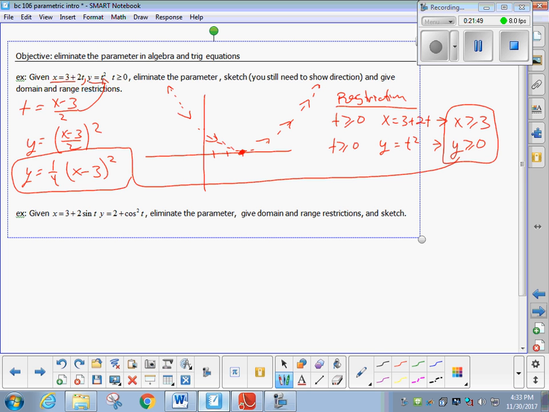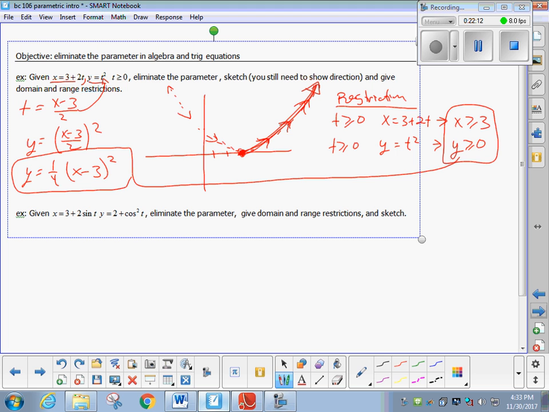Now, the movement then is actually, or the path is actually just this. And if you want to erase that, you can, but it's only going from a starting point here in a half parabola fashion. All right, now that's algebraic. You substitute one into the other after solving for t.